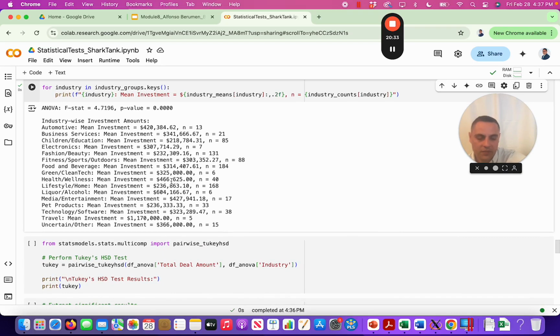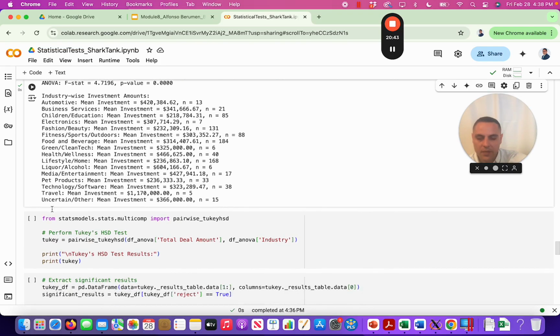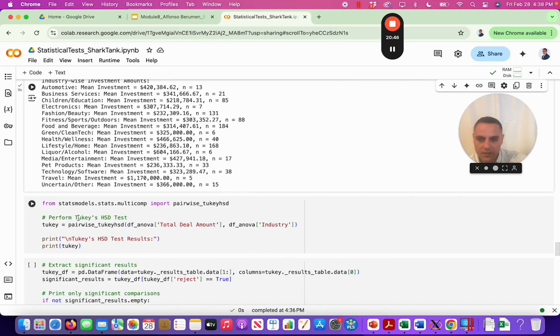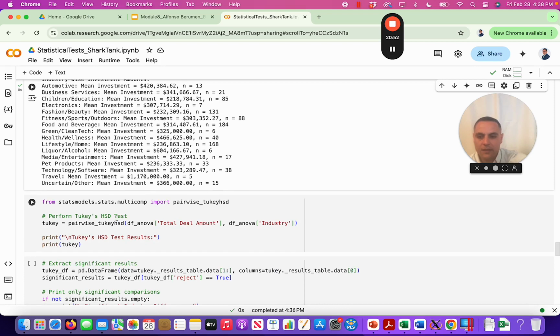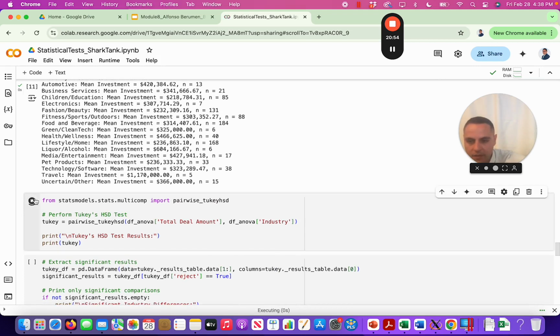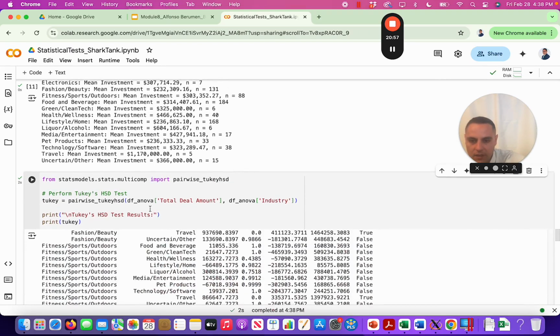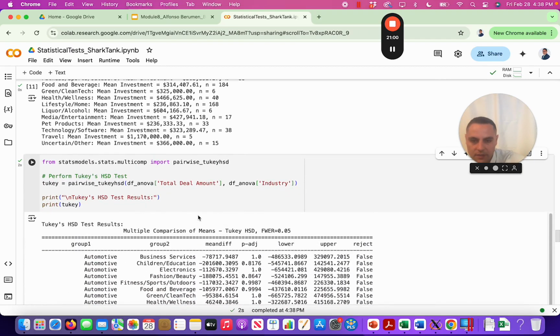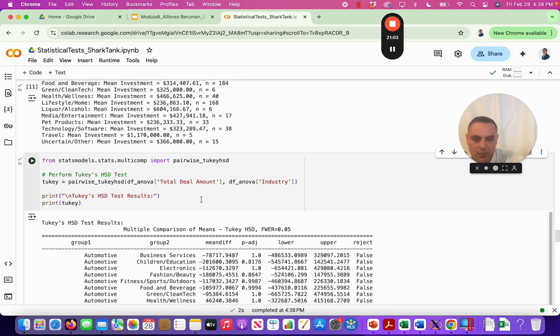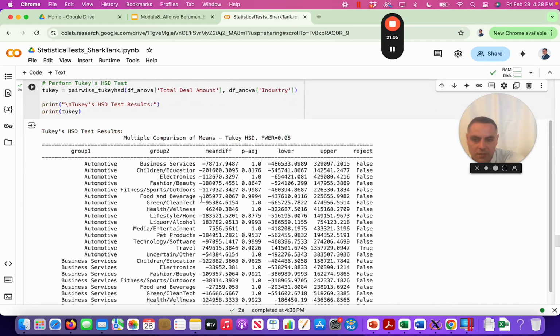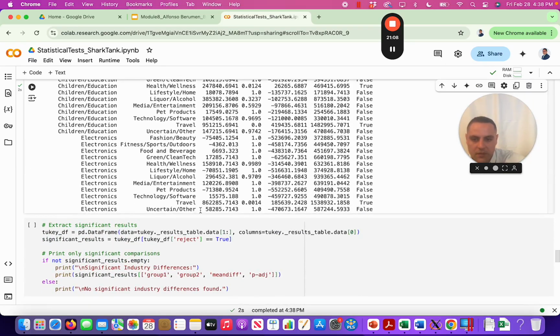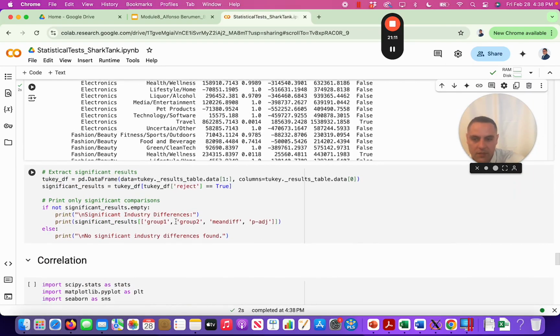And in this case, we actually have to do what's called a post hoc test to identify which of these pairs are statistically different. And if we look at this, we can use the Tukey's HSD test. And if we look at that, you can see that we're looking at a bunch of pairs. There's a lot going on here, but what I'm actually going to do is extract the significant results so we can print those and take a look.